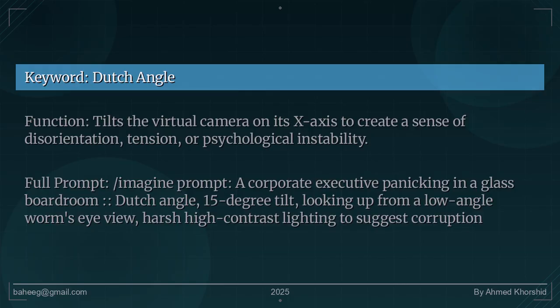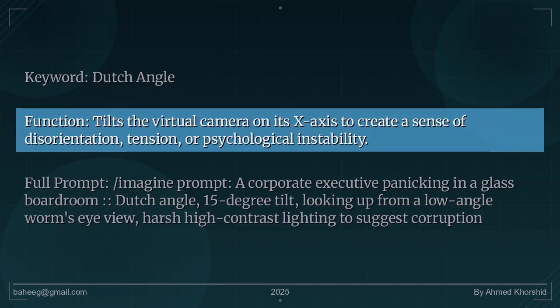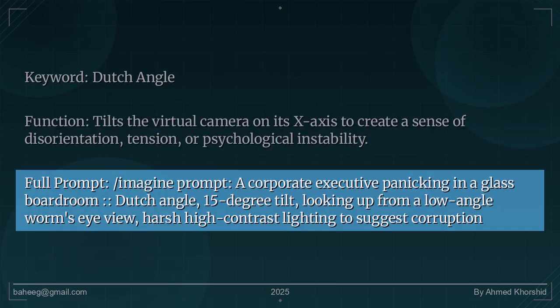Keyword: Dutch angle. Function: tilts the virtual camera on its x-axis to create a sense of disorientation, tension, or psychological instability. Full prompt: imagine prompt, a corporate executive panicking in a glass boardroom, Dutch angle, 15-degree tilt, looking up from a low-angle worm's eye view, harsh high-contrast lighting to suggest corruption.